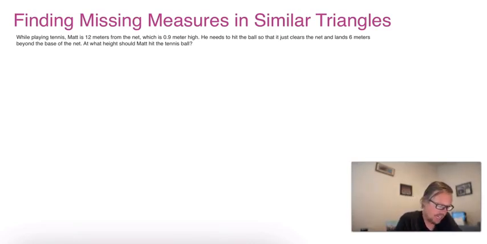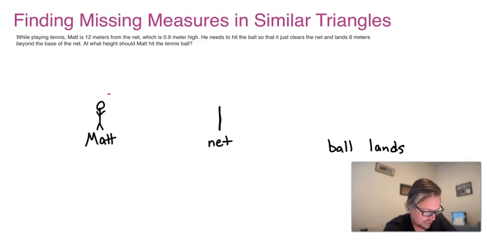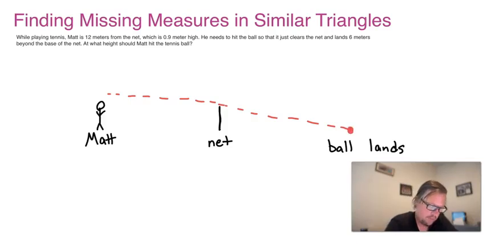Okay, so there's going to be Matt, the guy serving, there's going to be the net, and then there's going to be where the ball lands. So I've got the net right here in the middle. I've got Matt standing right here, who's serving the ball. Let me change colors here. He's going to serve the ball from a certain height. The ball is just going to clear the net and it's going to land over here somewhere.